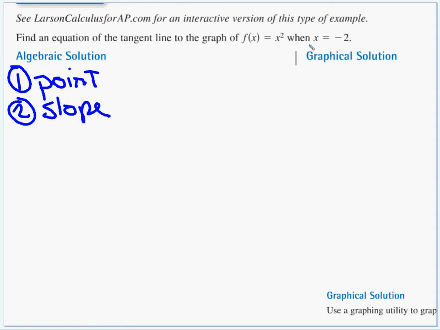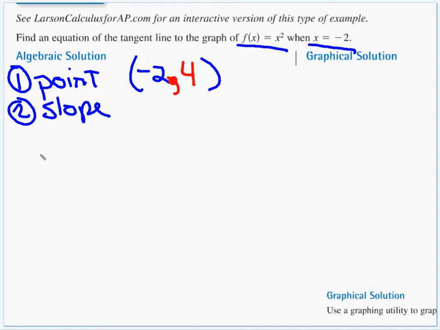Well, they gave us an x value, so we've got half of the point. -2 is our x value, and our function is x squared. We don't have the slope just yet. So let's see. If I put the -2 back in the original function, -2 squared is 4. So we've got a point.